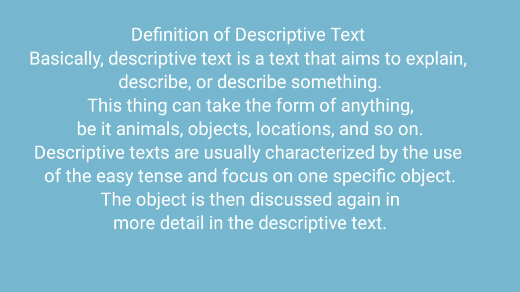Definition of descriptive text. Basically, descriptive text is a text that aims to explain and describe something. This thing can take the form of anything, be it animals, objects, locations, and so on. Descriptive texts are usually characterized by the use of the simple present tense and a focus on one specific object. The object is then discussed again in more detail in the descriptive text.